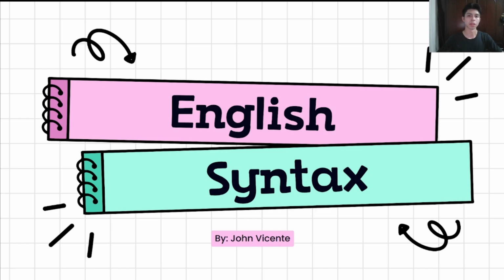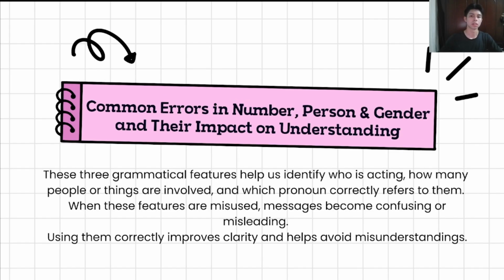Hello teacher, and today I'm going to explain how common errors in number, person, and gender can affect the understanding of messages. So, number, person, and gender help us understand who is doing the action, how many people or things are involved, and which pronoun we should use.